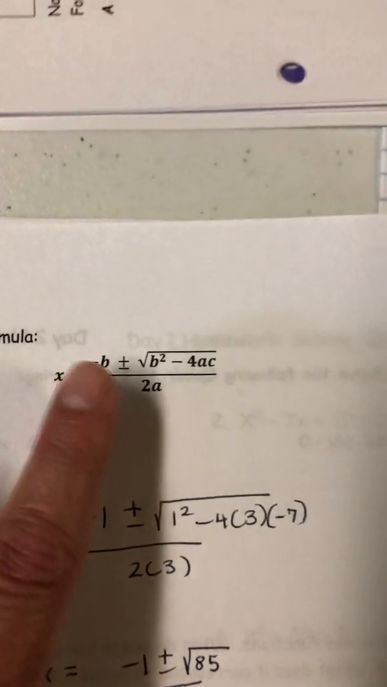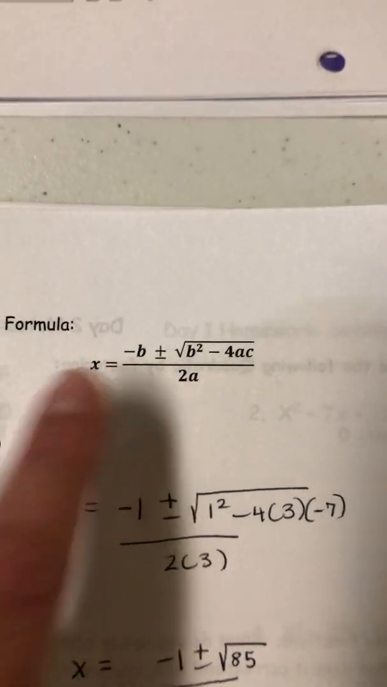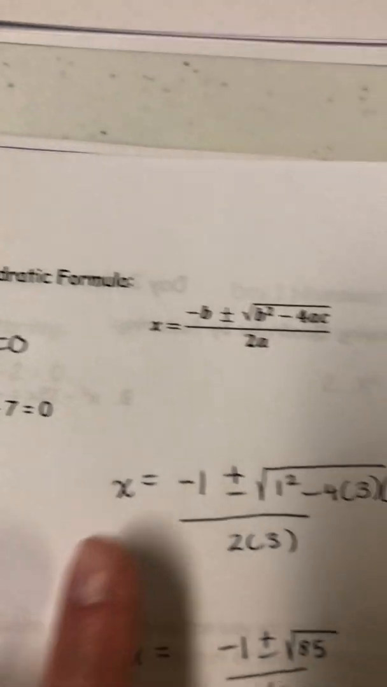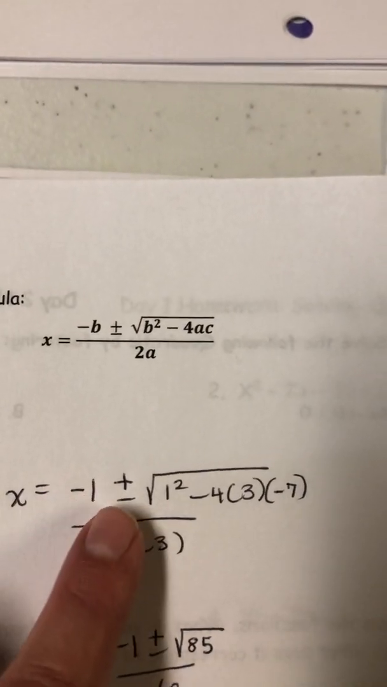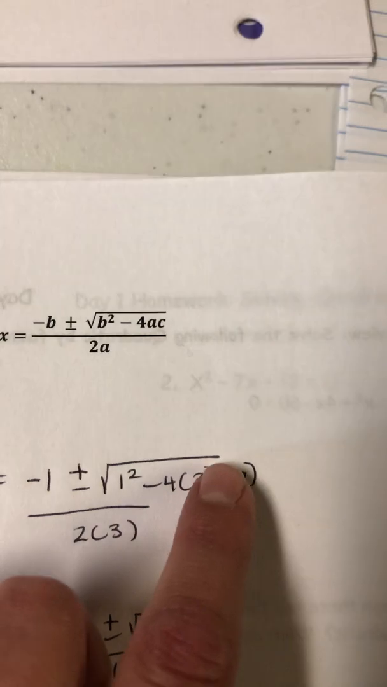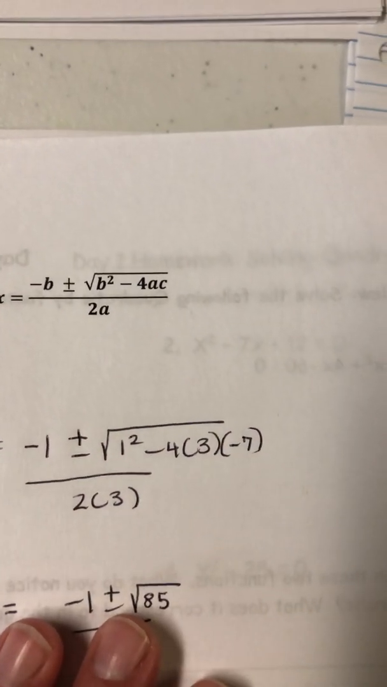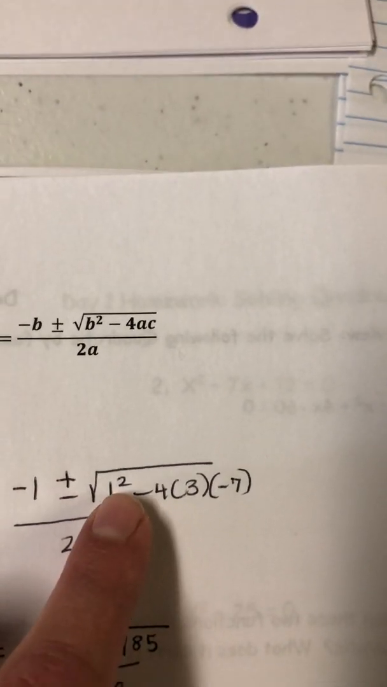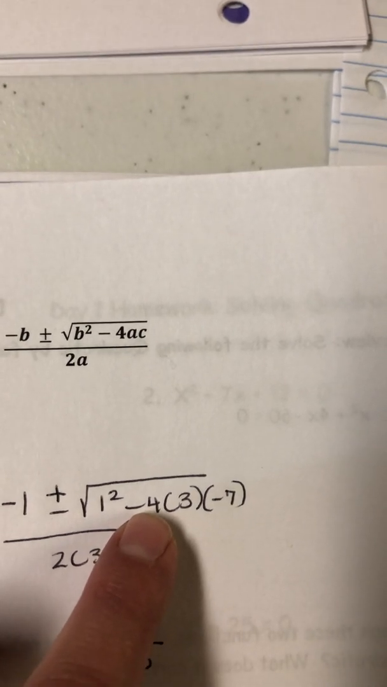X equals. The formula takes the opposite value of b. So since b was 1, we plug in negative 1, plus or minus the big square root. I try to make it extra long because I tend to write big. b is 1, so 1 squared, minus, it's always a 4.